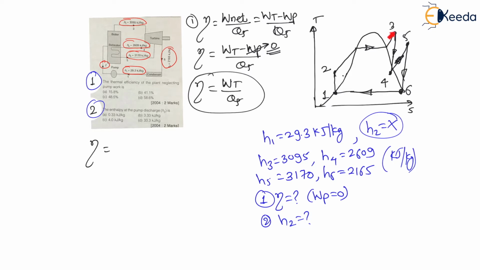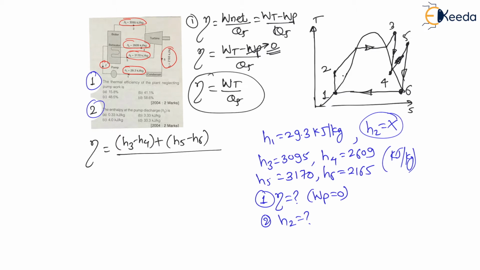Now, there are two turbines. That is, 3 to 4 is a turbine and 5 to 6 is also a turbine. Therefore, the turbine work will be, for the high pressure turbine, that is 3 to 4, H3 minus H4, plus for the low pressure turbine, that is 5 to 6, the work will be H5 minus H6, divided by.